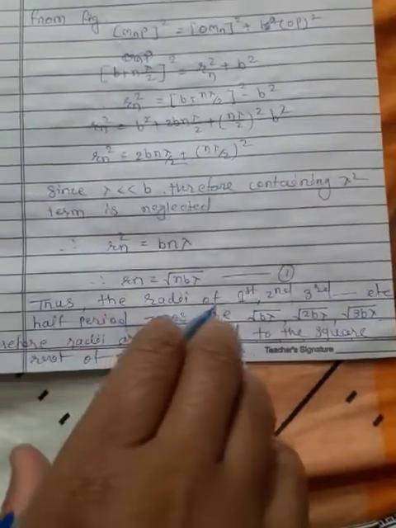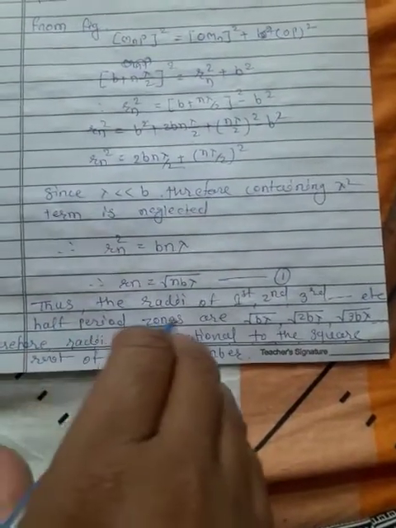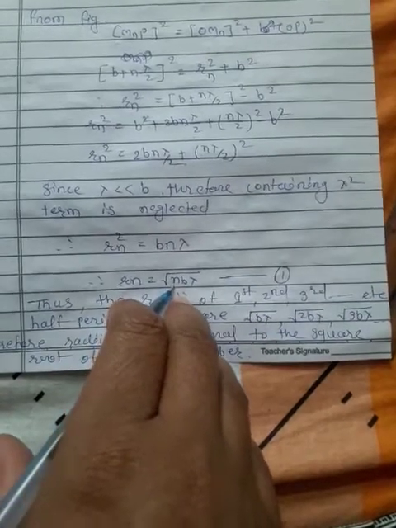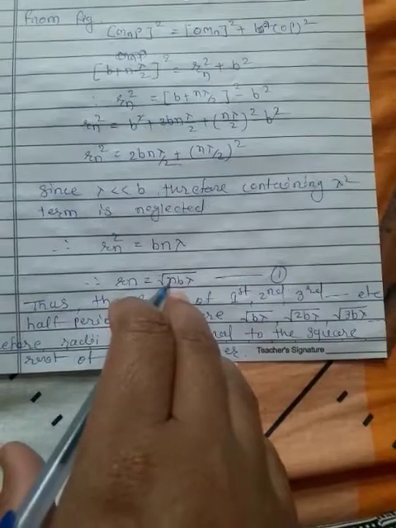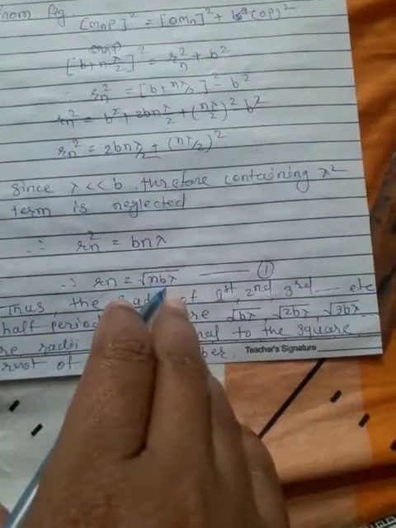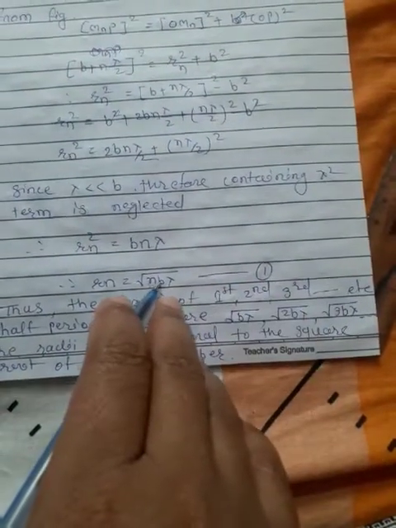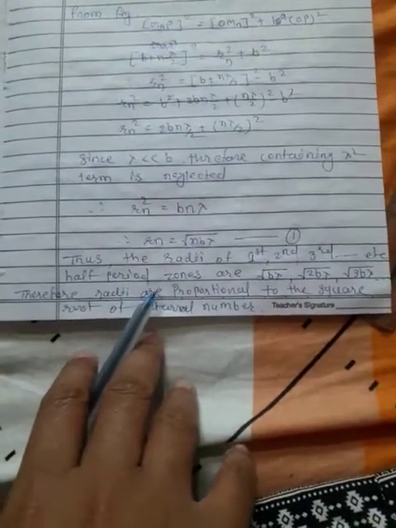Thus the radii of the first, second and third half period zones, etc., are obtained by placing the values n equal to 1, 2, 3, 4. For 1 we get under root of b lambda, for 2 we get under root of 2b lambda, for 3 we get under root of 3b lambda. In this way we get the radius of the nth half period zone.